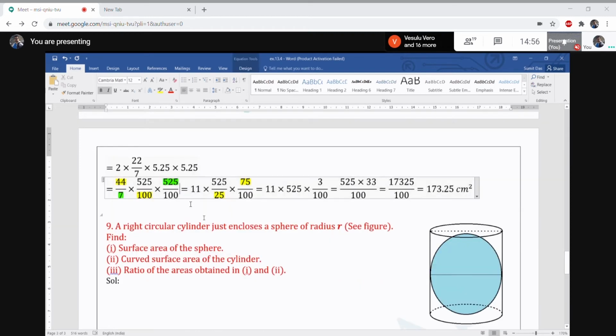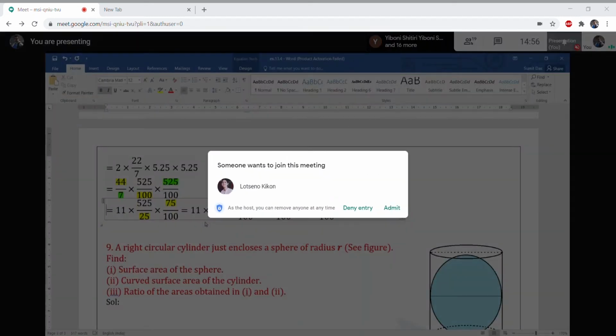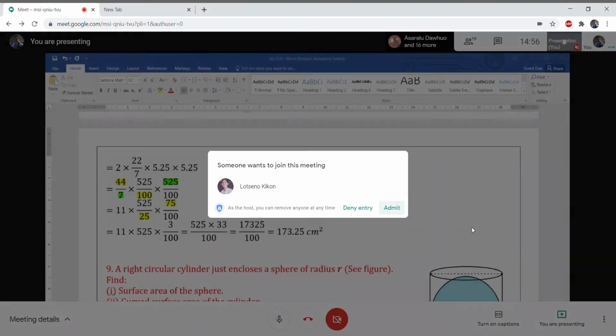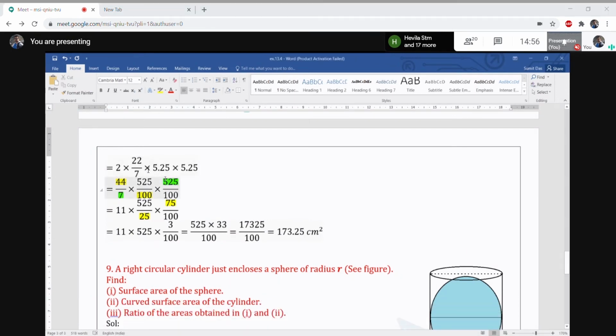After that, the very important thing in mensuration is always try to convert the decimal into fraction. So look here, 22 into 22, I am writing 44 by 7. And 5.25 and 5.25, I'm writing like 525 divided by 100 and 525 divided by 100.